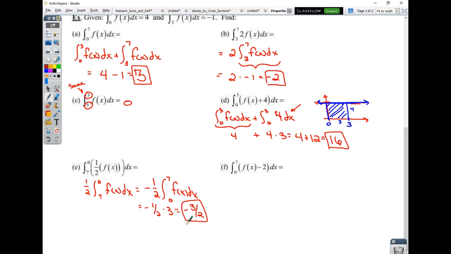And last but certainly not least, in this problem, take the integral from 0 to 7 of f of x dx minus the integral from 0 to 7 of 2 dx. And using a similar logic to the problem above, the integral from 0 to 7 of f of x dx is 3 from question A. This would be very similar to this, except we'd have a horizontal line at 2 with a distance of 7. This would be 2 times 7, or 3 minus 14. This would give us a net answer of negative 11.